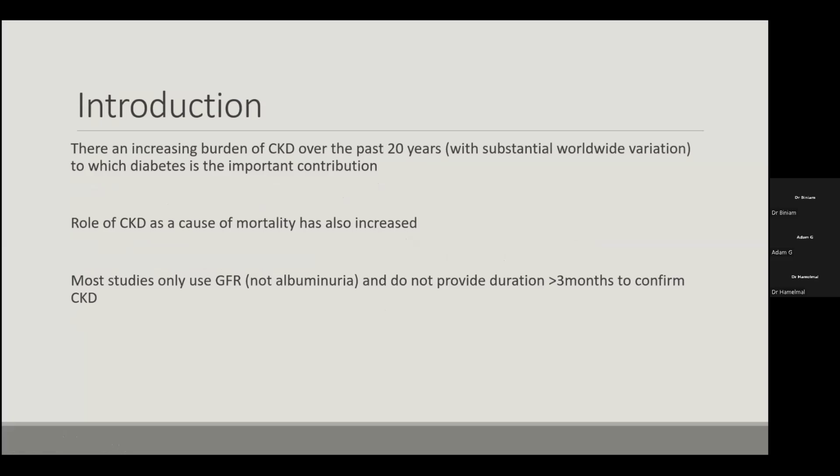As an introduction, there is an increased burden of CKD over the past 20 years. There is substantial worldwide variation in the burden of CKD, and worldwide diabetes is the most important cause of chronic kidney disease, and its contribution is important when it comes to causing CKD as well as mortality. In our country, there are some studies of prevalence which put CKD from 15%, and some even predict up to 30%. Worldwide, the prevalence of CKD is believed to be 13%. Over the past 20 years, there's a trend in increasing burden of CKD.